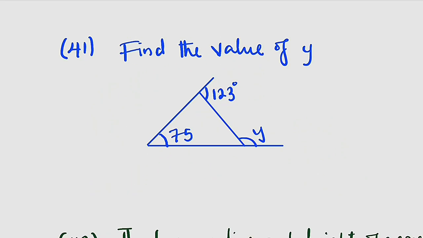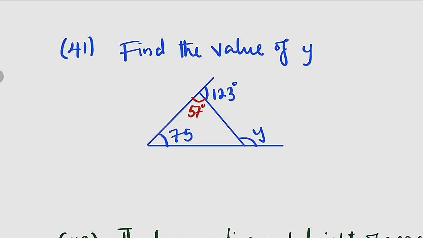And here is question number 41. We're asked to find the value of y in this diagram. If you look at it carefully, this is a triangle, right? And both this and this are exterior angles of this triangle. But remember that angles on a straight line add up to 180 degrees. So if this is 123 degrees, what will be this angle? It will be 180 minus 123 degrees, which is going to give us 57 degrees.